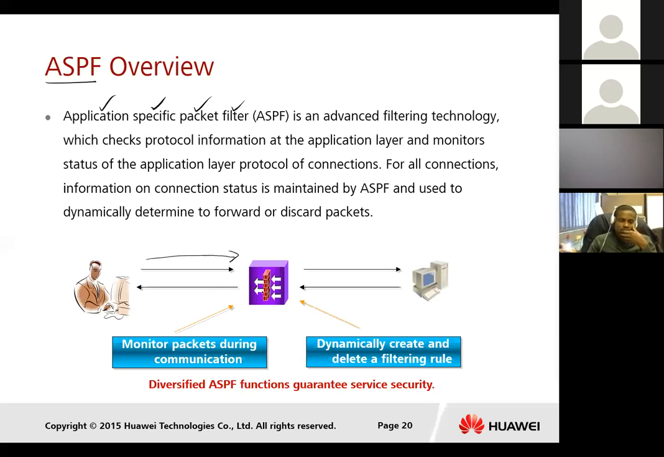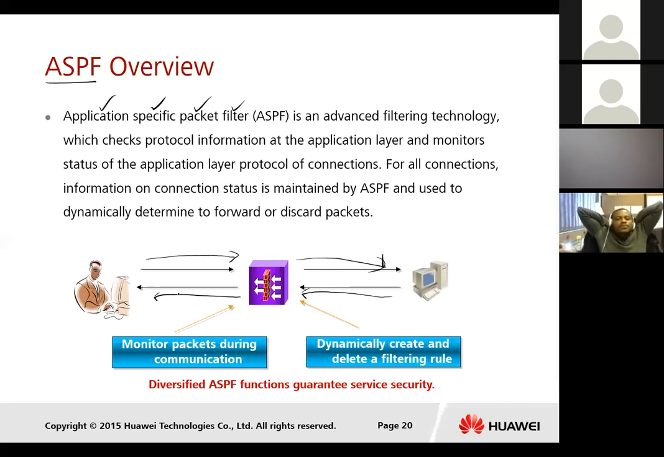So what they're going to do here is, when the session is created, the firewall monitors packets during the communication. They take note that, right now you are using FTP, and I send this traffic out. When it returns, they dynamically create and delete filtering rules. When I match that you come from the same application, I'm going to delete the old entry and create a new entry for data forwarding and allow the traffic to pass through.